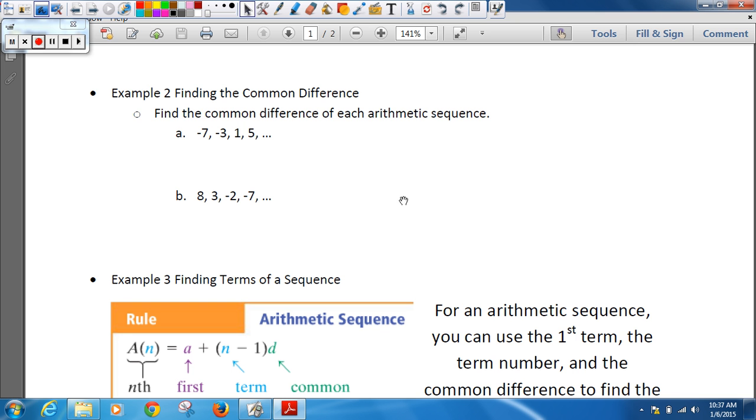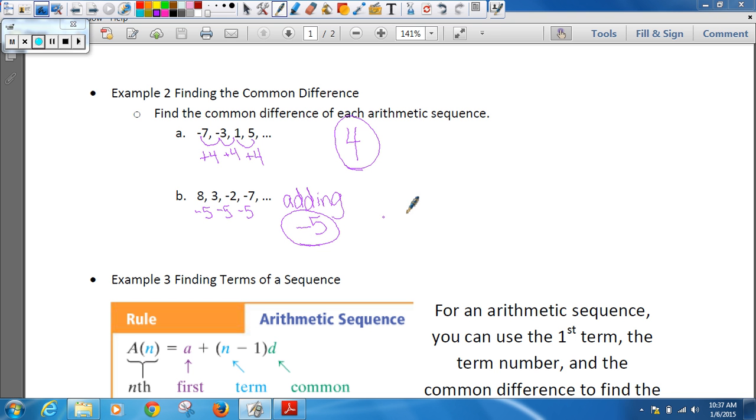Example number 2 wants us to find the common difference. That must mean that it is an arithmetic sequence. So if I look here, I'm adding 4 each time. Because I'm adding 4 each time, the common difference here is 4. On B then, I am subtracting 5 each time. Subtracting 5 is the same as adding negative 5. So my common difference here is negative 5.